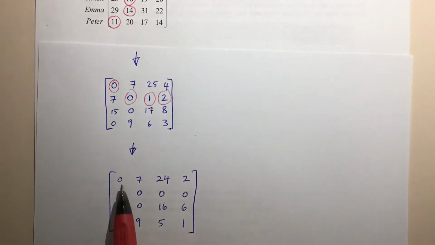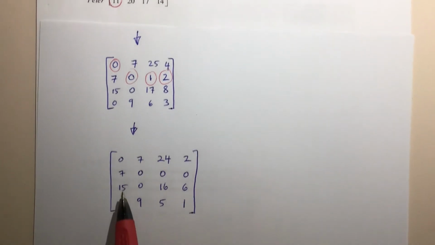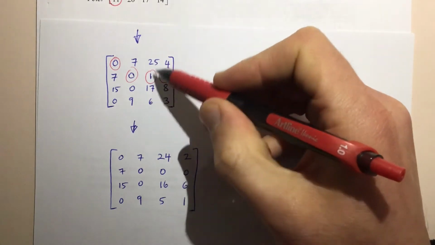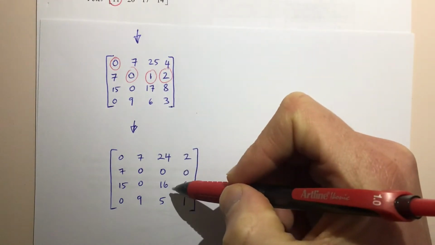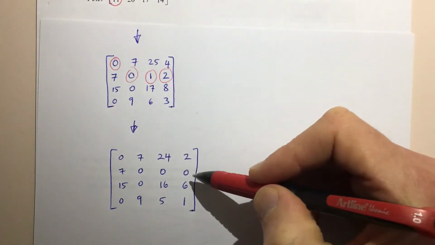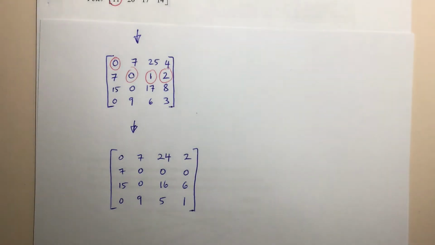So you can see in this next step that the first two columns actually haven't changed at all. But the third column, we've subtracted 1 from every number to get 24, 0, 16, and 5. And the fourth column, we've subtracted 2 from every number to get 2, 0, 6, and 1. Okay, so let's pick it up from here.